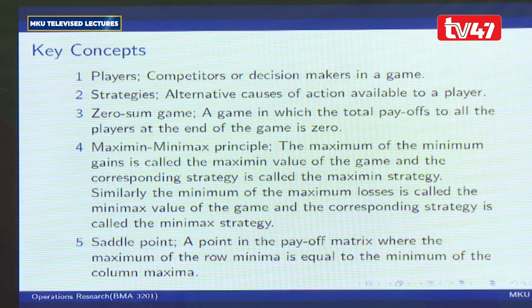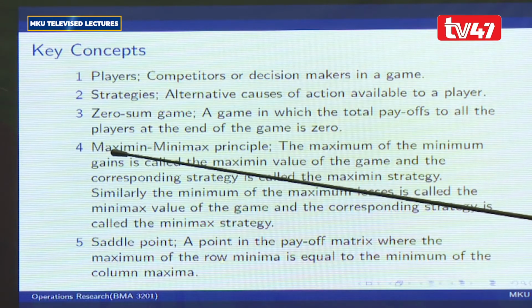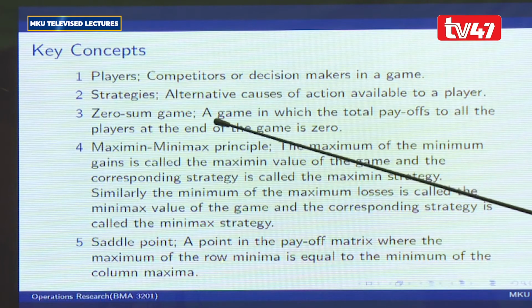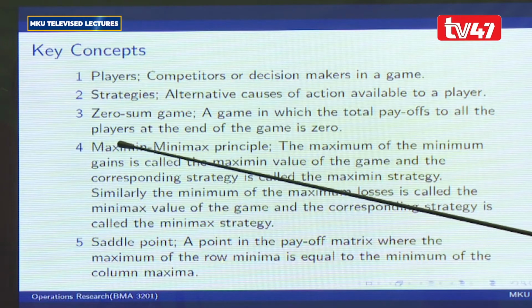Number 4, the maximin minimax principle. This will be the major point at which a person says that they have solved a game. Maximin means that you're going to be taking maximums out of a set of minimums. So we start with the minimum on the inner side, then you come to the maximum. These will go together with the minimax principle, in which we are going to get some maximums, and then out of those maximums, we are going to select a minimum.